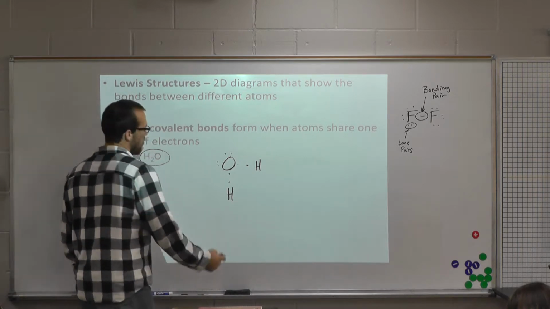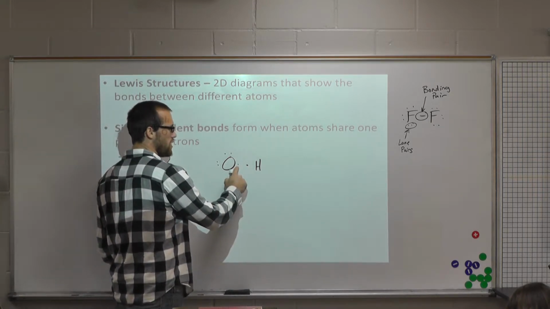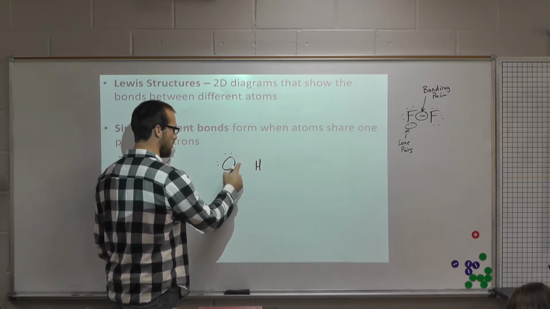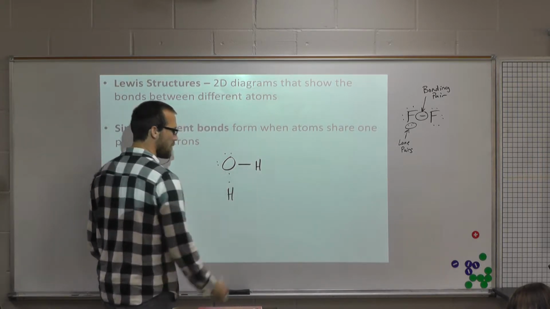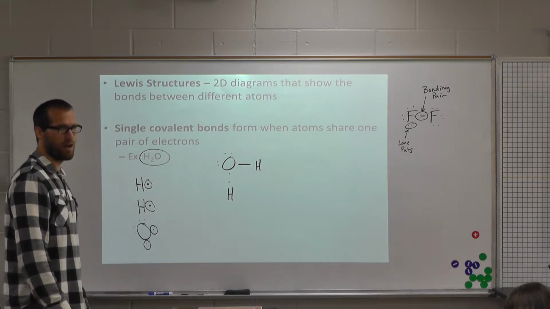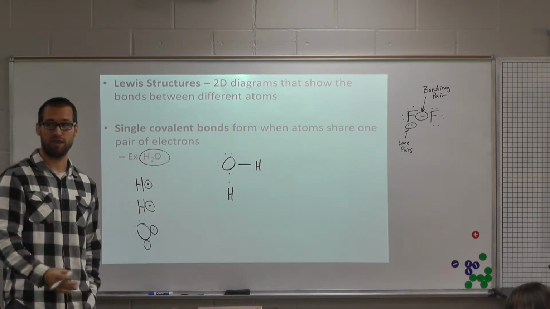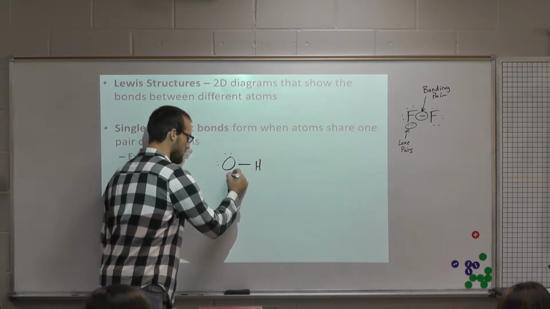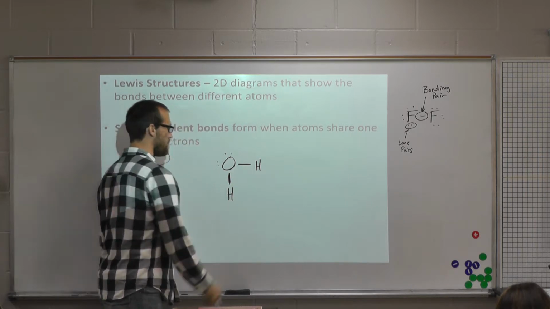When you have one electron from one atom sharing with one electron from another, we would call that our bonding pair, and we would represent it with a dash. That is a single covalent bond because it is just one electron from each element being shared. The Lewis structure of water, pretty simple.